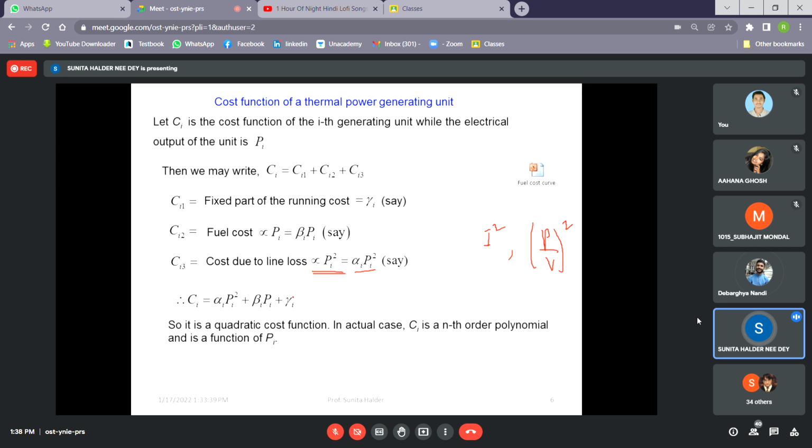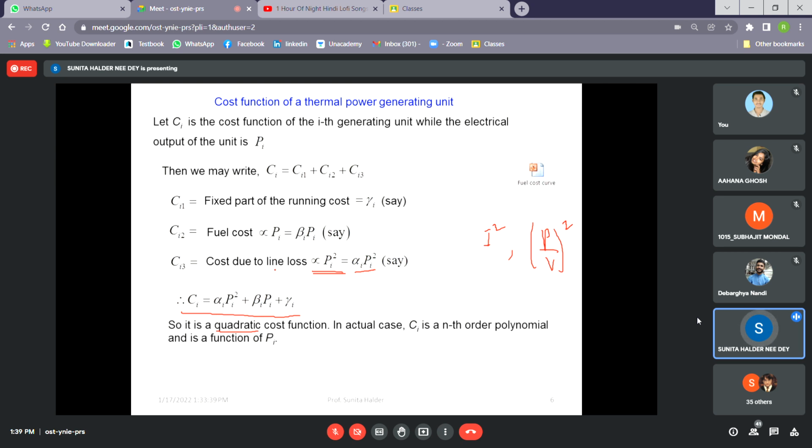Anyway, the cost due to the line loss is this one. So this is Ci equals alpha i Pi square plus beta i Pi plus gamma i, the hourly cost or daily cost, we may say the running cost. This is called a quadratic cost function because we have taken up to Pi square only. But actually it is not quite a quadratic cost function, it is an nth order cost function. Here we are not considering the other part.